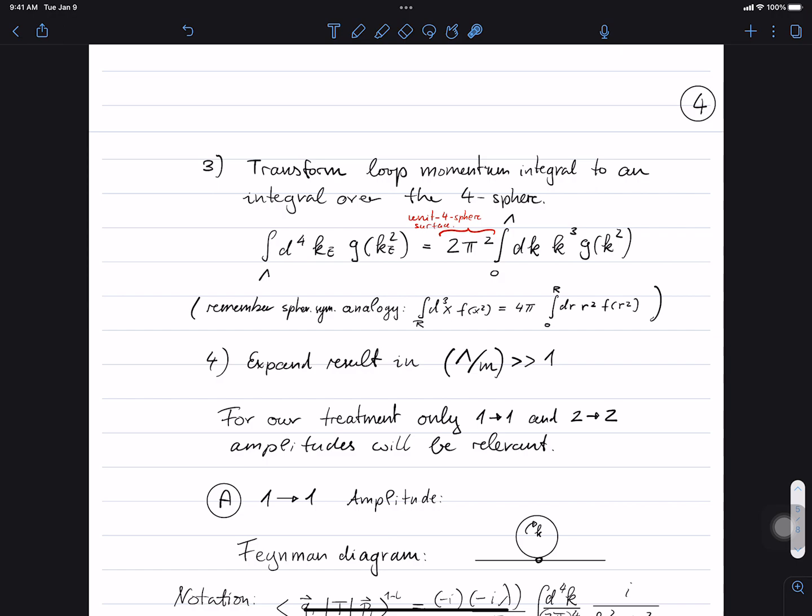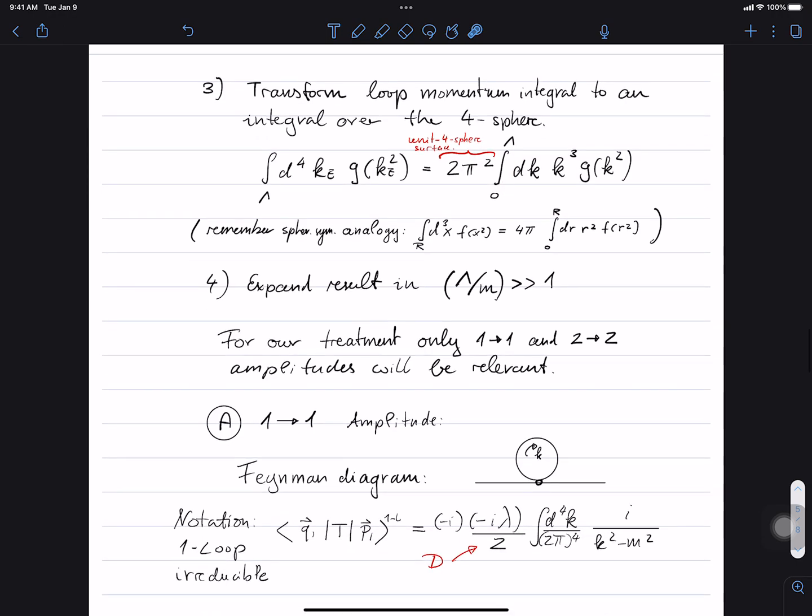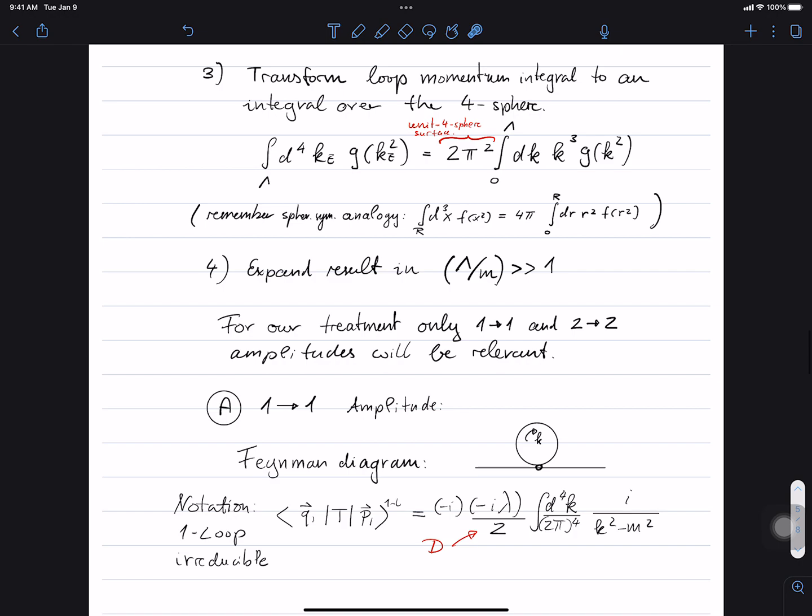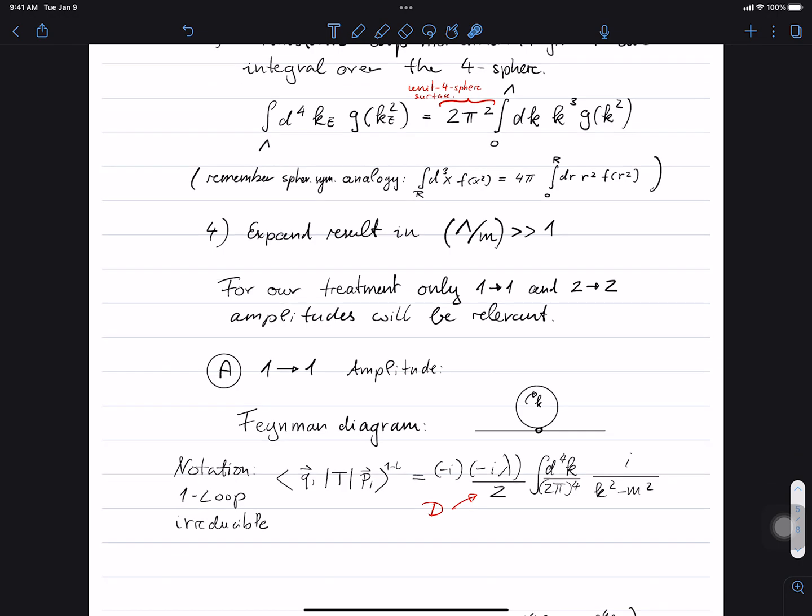Remember, it's the analogy to the 3-sphere, where we have this d3x. We have the integral, the surface over the 2-sphere, over the 3-dimensional ball, which is 4 pi, and the integral over dr r squared. This is the simple transformation we can use for spherically symmetric functions in 3 dimensions. So we have basically a spherically symmetric function in 4 dimensions, in the 4-dimensional Euclidean space after the Wick rotation. So this is the trick to do these integrals more simply.